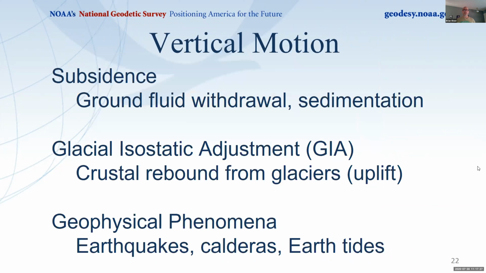And so vertical motion is much more challenging. It's not a consistent shifting like you saw in the horizontal there. There's subsidence due to ground fluid withdrawal and sedimentation, where people are extracting oil or water and causing the ground to sink. There's glacial isostatic adjustment, where back during the Ice Age, the ground was super compressed down, and now with all of the glaciers melted, the land is rebounding, as well as instantaneous geophysical phenomena like earthquakes, caldera eruptions, and then a seasonal earth tide.